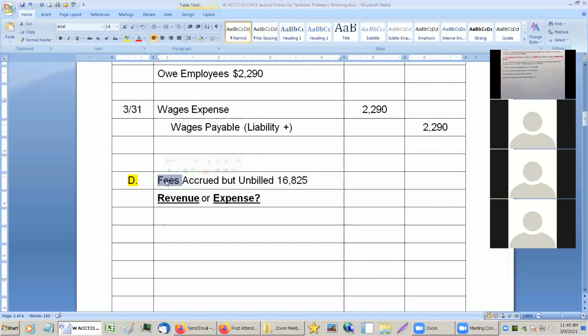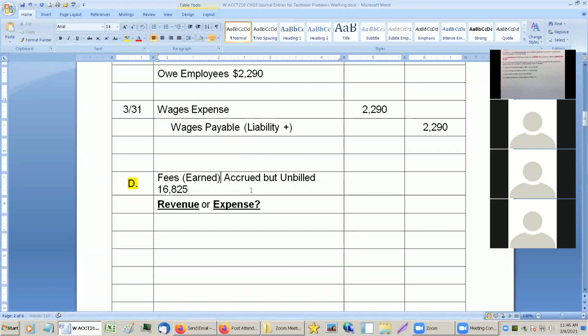So the fees are, so we've earned these. Well, spacing got a little goofed up, but okay. Would it be revenue? Yep. It would absolutely be revenue.